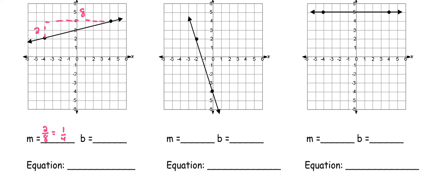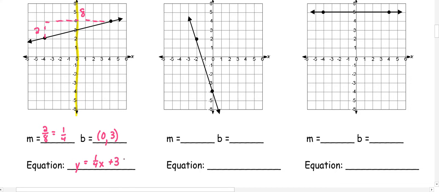Now when I look for my y-intercept, remember it's where I'm crossing the y-axis. So in this case, I'm crossing the y-axis at 0, 3. So my equation would be y equals 1/4 x plus 3.